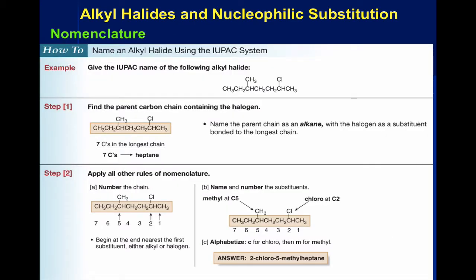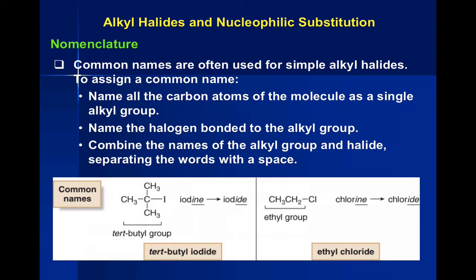For the naming, you're just going to treat the halogen as if it were a typical substituent. All the rules that you've learned about before apply, except that now your substituent for chlorine will become chloro, bromine will be bromo, and so on and so forth. There are some common names, however, that you should know.